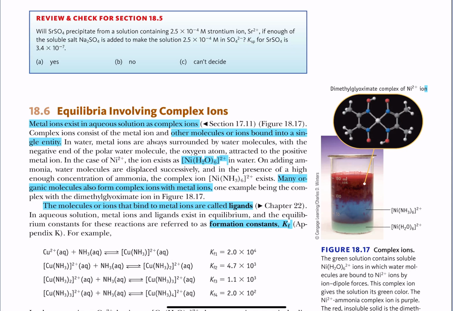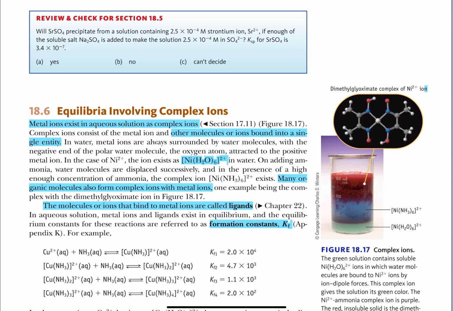These molecules or polyatomic ions that surround a metal ion in complex ions are called ligands, from a Latin word meaning to connect or attach to or grab hold of. Think of a ligament in your muscular system.